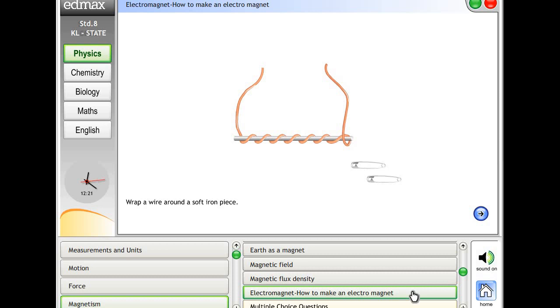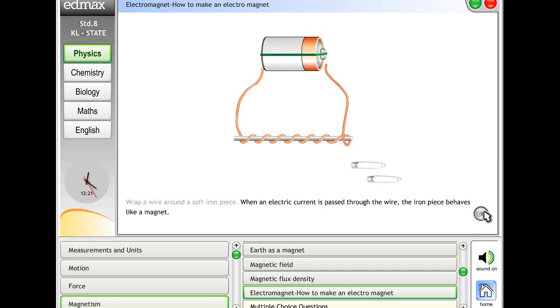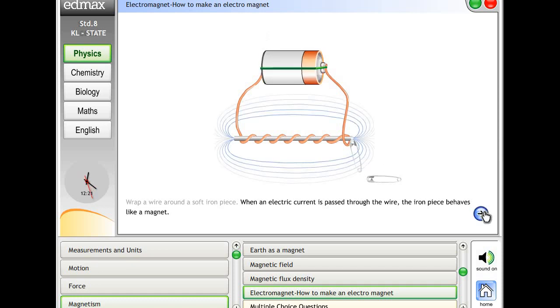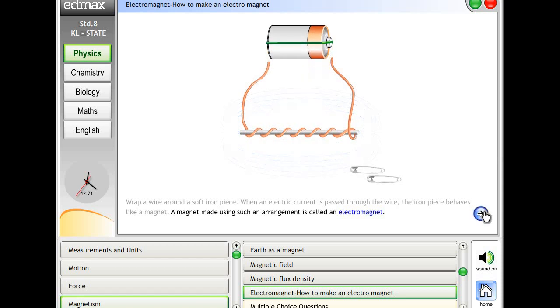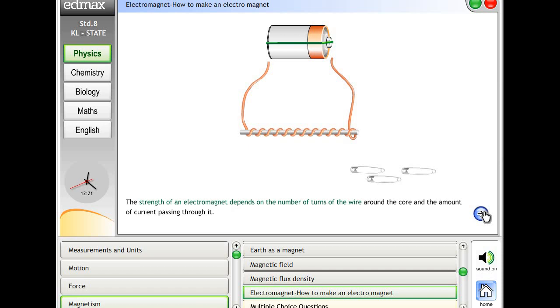Electromagnet. Wrap a wire around a soft iron piece. When an electric current is passed through the wire, the iron piece behaves like a magnet. A magnet made using such an arrangement is called an electromagnet. The strength of an electromagnet depends on the number of turns of the wire around it. The more the number of turns, the more will be the magnetic effect.